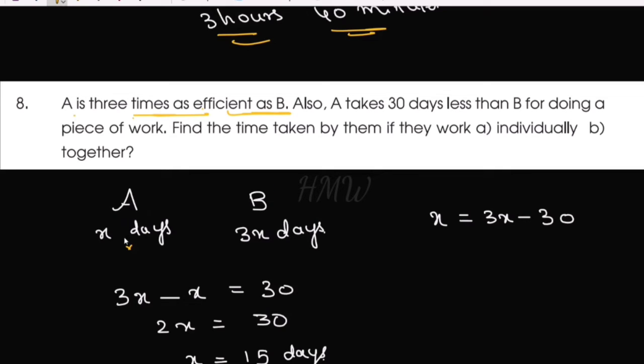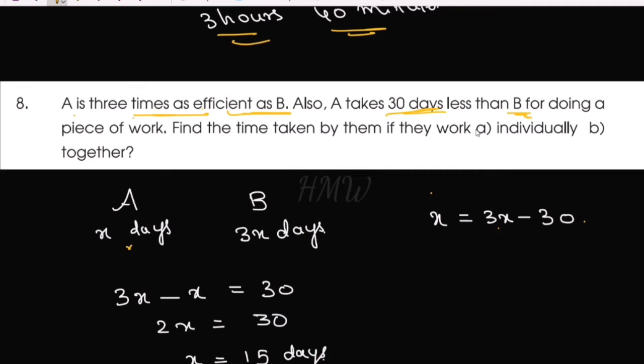A is more efficient. A will finish in x days. B will finish in 3x days. Now A takes 30 days less than B. That means 3x minus x is 30. A is x, and x is 30 days less than B. That is 3x minus 30. That's what is given.